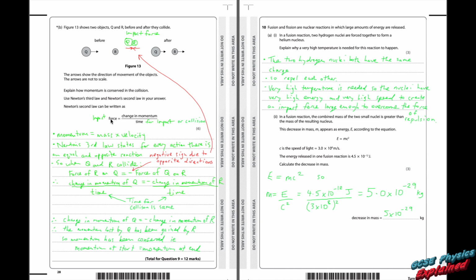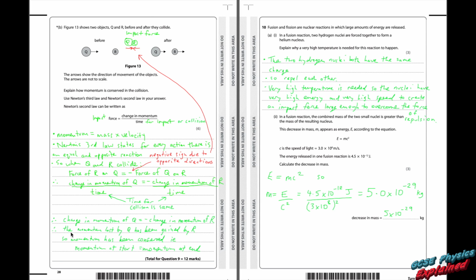So take that force out and put change of momentum over time. And this one over here, the force of Q on R, will now be the change in the momentum of R over time. Now, because the time taken for the collision is the same, when Q bumps into R, that might be 1/10 of a second, and that means that when R is bumping into Q, that's also 1/10 of a second. So we can get rid of the time, which just leaves us with change in momentum of Q is going to equal the negative change of momentum of R.